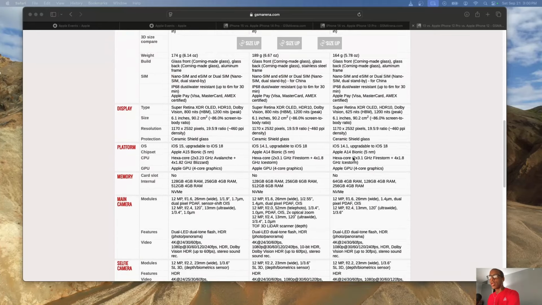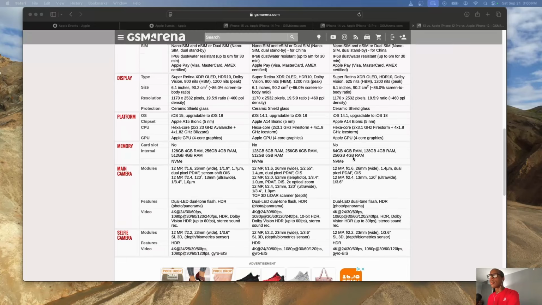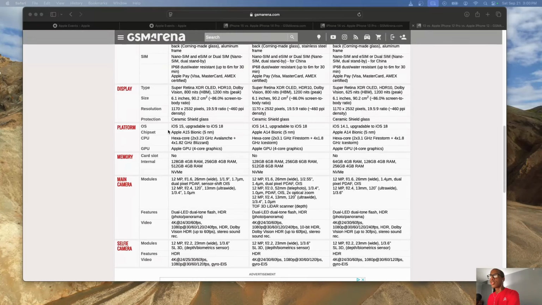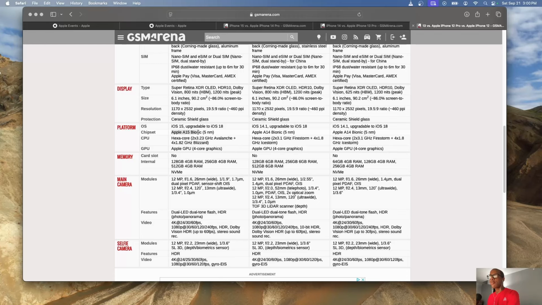And if we scroll down, we can see, did I already pass it? Yes, I did. The chipset for the 13 is the A15 Bionic, while the chipset for the 12 series is the A14 Bionic, which is what you would expect. So back when the 12s came out, whether it was a Pro or non-Pro, it was the same chip. And the next year, it got upgraded to the A15. So let's remember that. The iPhone 13 has the A15.